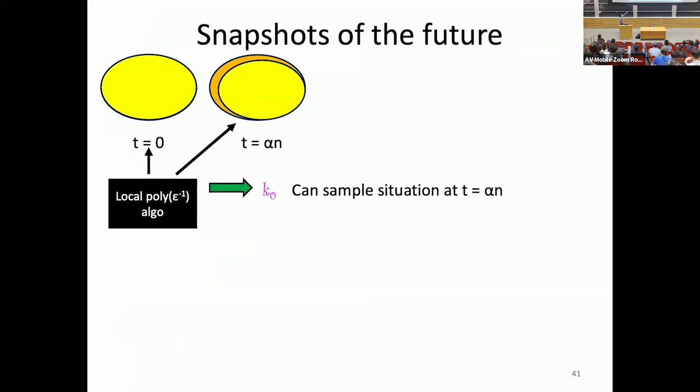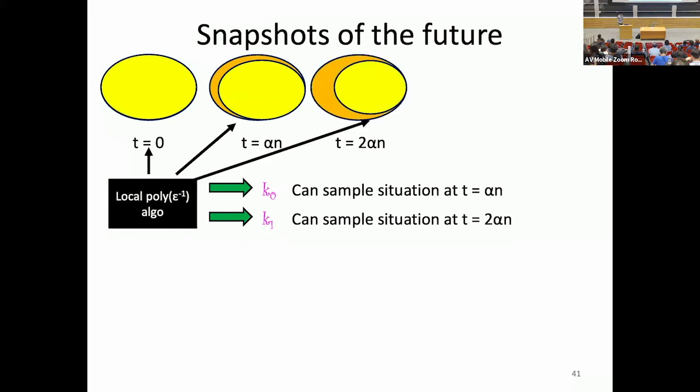Now what you do is you kind of have to sample from the situation, and then you can compute a k1. And then with the k1, then you can sort of proceed. You will get a k2, so on and so forth. So you can think of what this local polynomial in 1 over epsilon algorithm is doing is that it's actually looking at snapshots of the future and guessing what all these values are. So it's going to compute these values k0, k1, so on and so forth, which are like the right cut bounds for each of the phases.